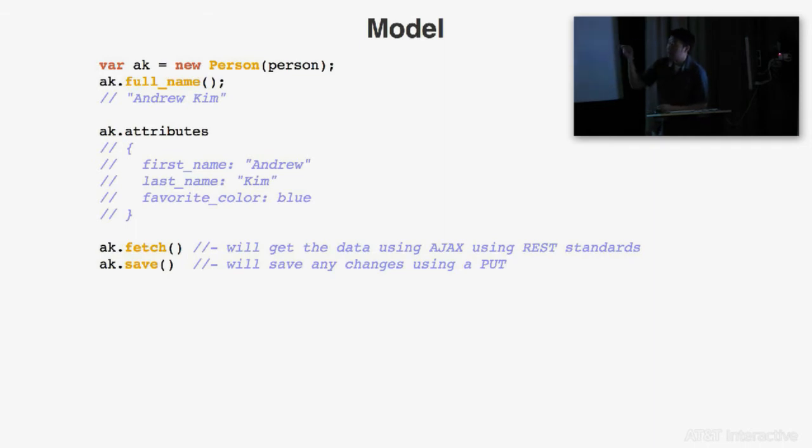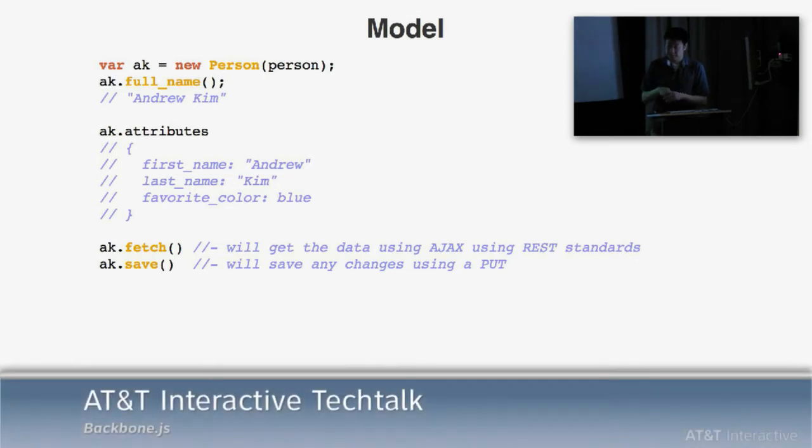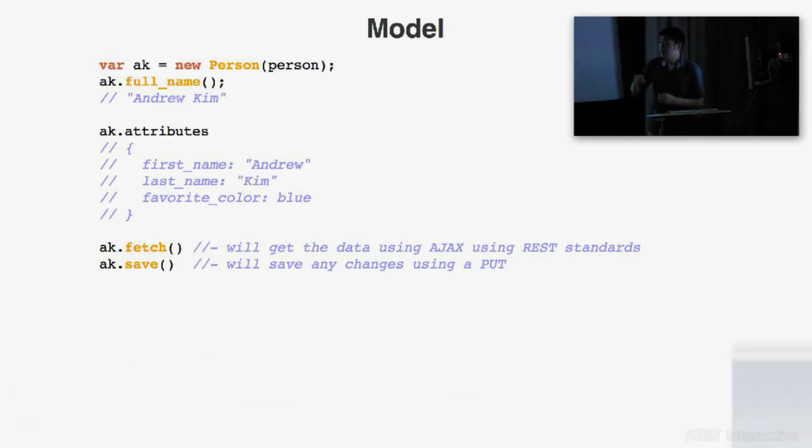And then you have, like I said, other neat little methods like .fetch, where if you provided a REST API URL, it'll automatically use RESTful standards to go get the data, provided you have an ID. If you've changed, let's say I changed my favorite color to green, and then I called .save, it would automatically put the data to the REST API. And all these things can be overwritten, but Backbone comes with a lot of this built in.